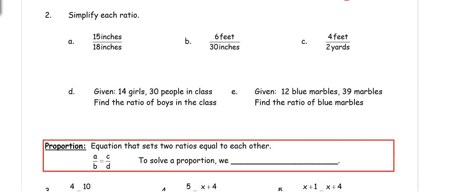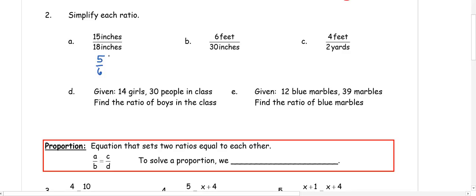Number 2, simplify each ratio. Now, when you are simplifying ratios, they have to have the same units. So inches, people, months, hours, days. So we're going to make sure they have the same unit before we simplify. So in A, we have 15 inches over 18 inches. Both of these are inches, so we can reduce right away by taking 3 out of both and dividing, and we get 5/6.